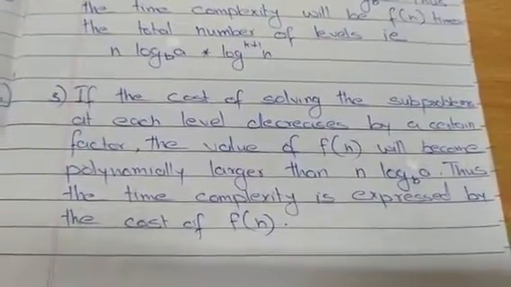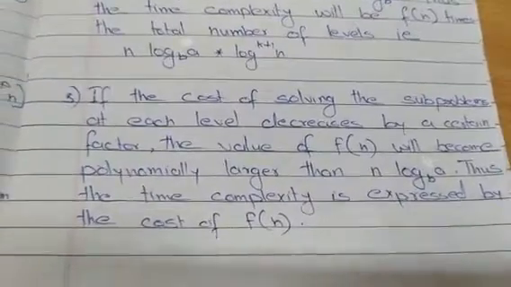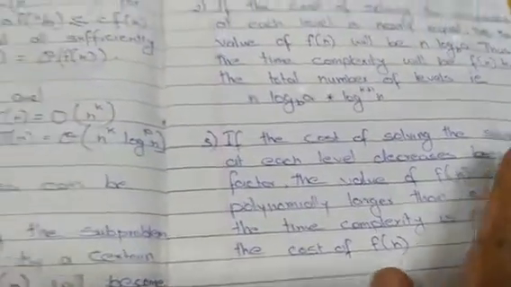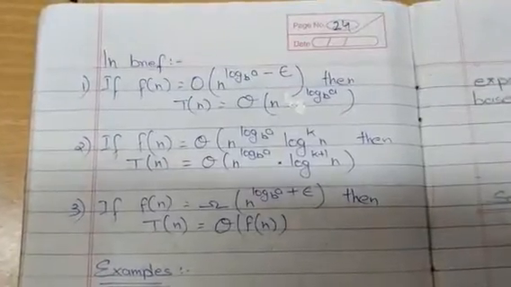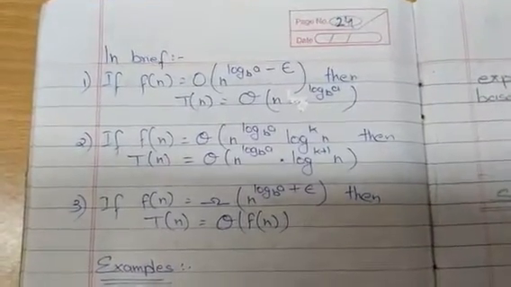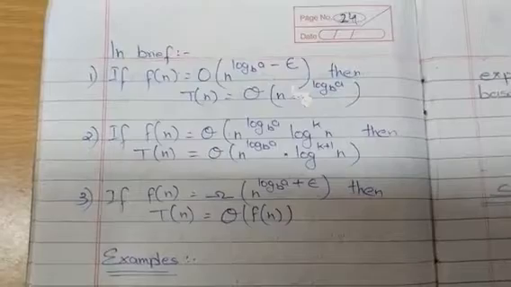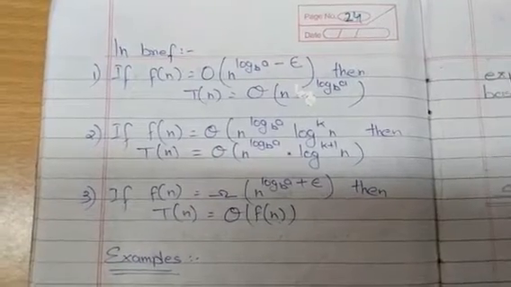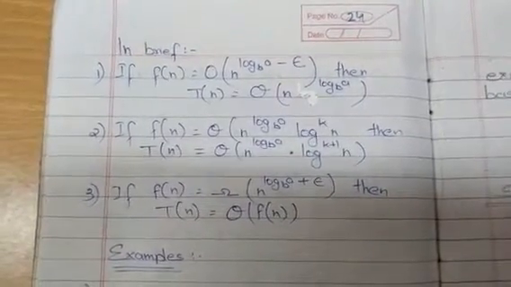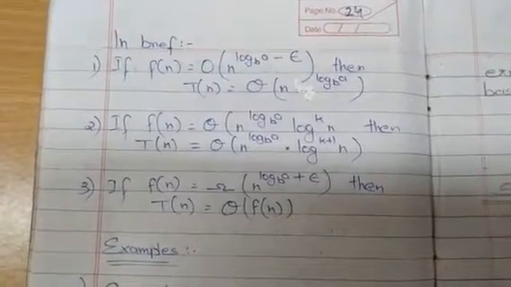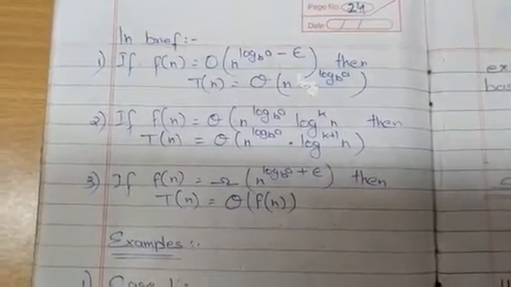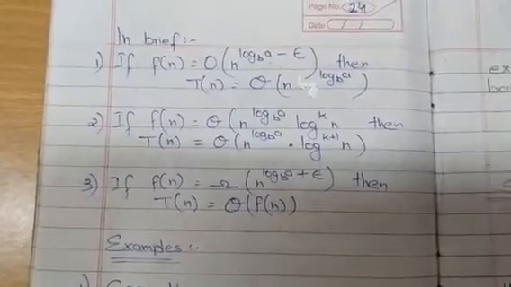Thus the time complexity is expressed in the cost of f of n. Okay. Now coming to the examples, let us brief. In brief, if f of n is equal to O of n to the power of log a to the base b minus sigma, then t of n is equal to theta n raised to log a to the base b. You just have to conclude that.